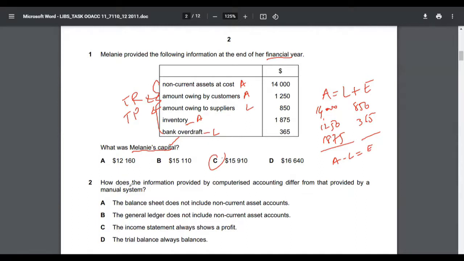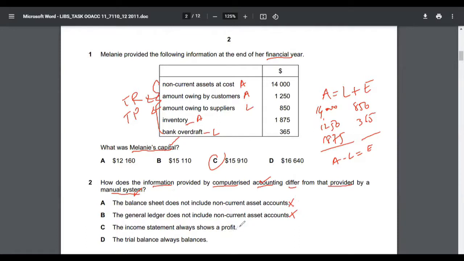Multiple choice 2. How does the information provided by computerized accounting differ from that provided by a manual system? So how would computerized accounting information differ from information that is coming from a manual system? The balance sheet does not include a non-current assets account. No, this is not true. This is a very important component of a balance sheet. If a balance sheet doesn't include non-current assets, then it's not a balance sheet. It's an incomplete balance sheet. The general ledger does not include non-current asset accounts. No, the general ledger will include non-current asset accounts as well.